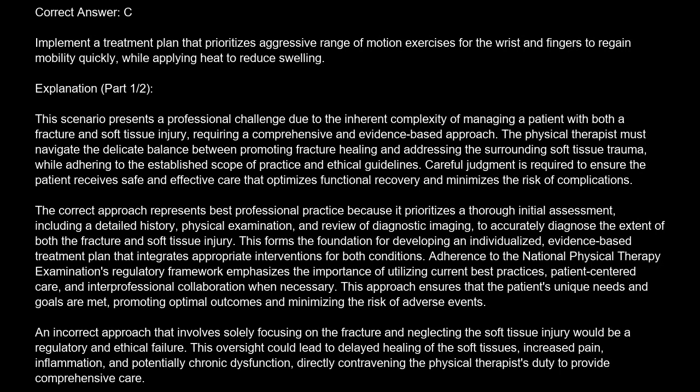The correct answer is C. Implement a treatment plan that prioritizes aggressive range of motion exercises for the wrist and fingers to regain mobility quickly, while applying heat to reduce swelling. Explanation: this scenario presents a professional challenge due to the inherent complexity of managing a patient with both a fracture and soft tissue injury, requiring a comprehensive and evidence-based approach.